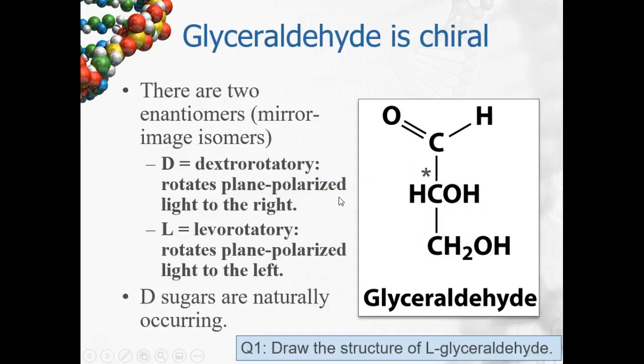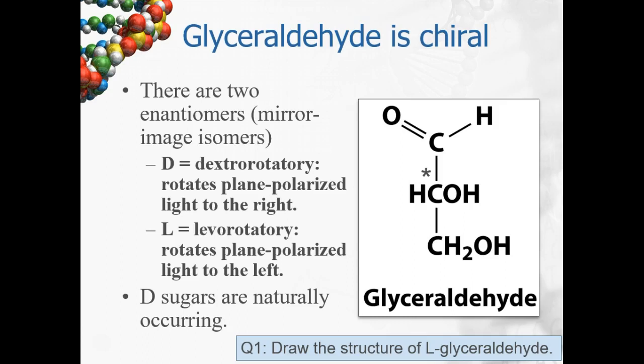So that carbon is chiral, you might have noticed. And because it is chiral, there are mirror image isomers, or enantiomers, of glyceraldehyde. So I've made a little quiz to go along with this lecture, and you can find it on Sakai. The first question asks you to draw the structure of L-glyceraldehyde. So what you should do is pause the presentation, draw the L-glyceraldehyde, and then come back and check your answer.